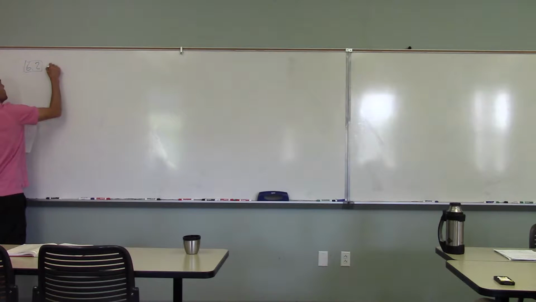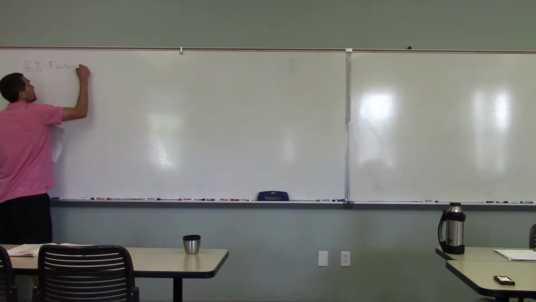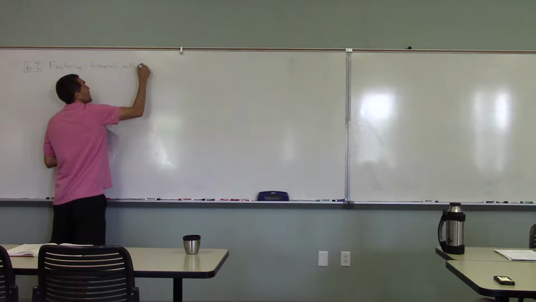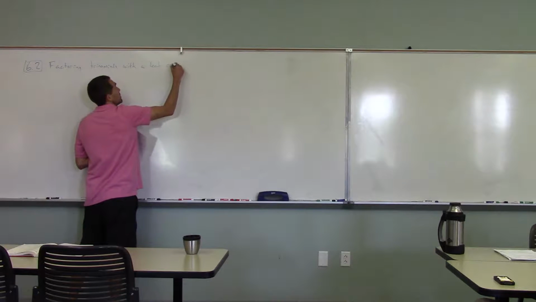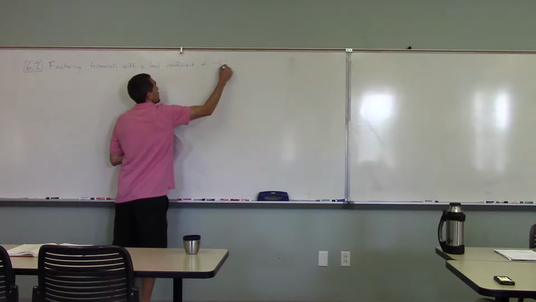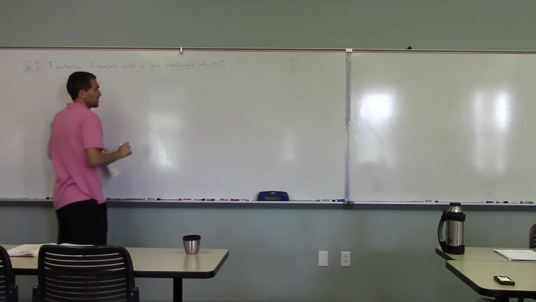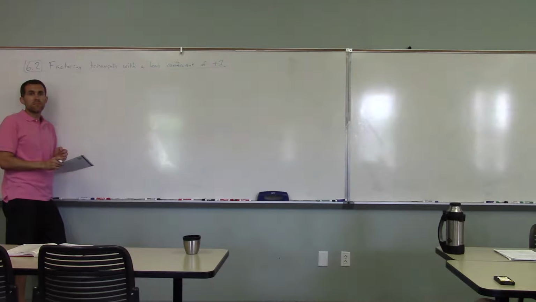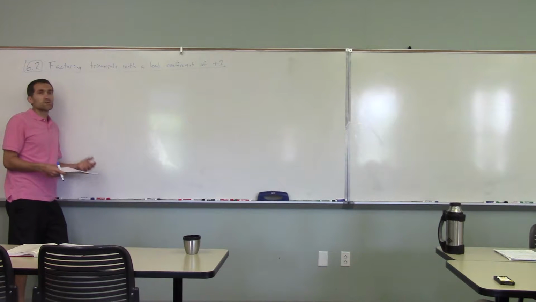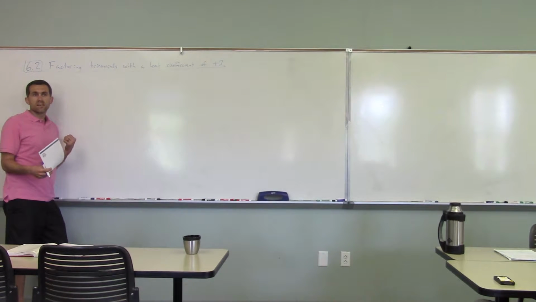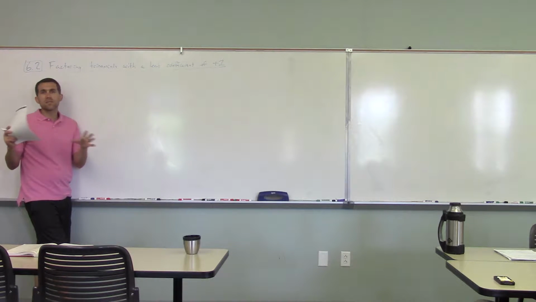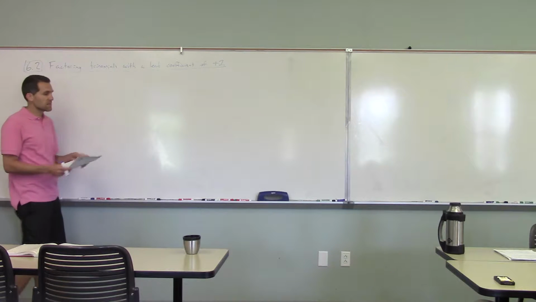So 6.2 is factoring trinomials with a lead coefficient of +1. First we're going to start with the main method, and then after that we're going to say, what if they had a common factor? What if there was a negative? And basically take out the GCF first. But there's only one method here, hidden behind 2 or 3 problems that might look different, but really there's only one type of problem here.